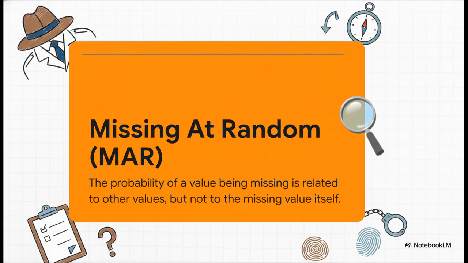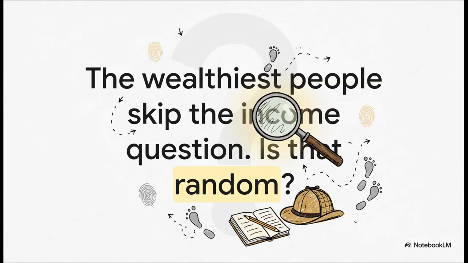Now, I gotta be honest, the name is a bit misleading. The data isn't missing at random in the way we normally think of it. What it really means is that we can use other information we do have in our data set to predict where the gaps are. We can't see the missing value itself, but we can see its footprints in the other data points we've collected.